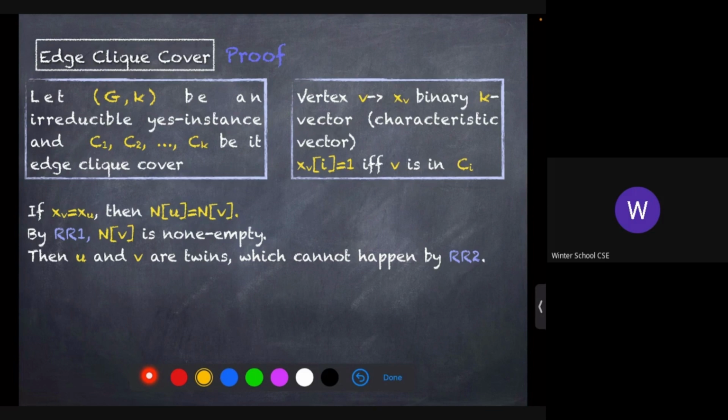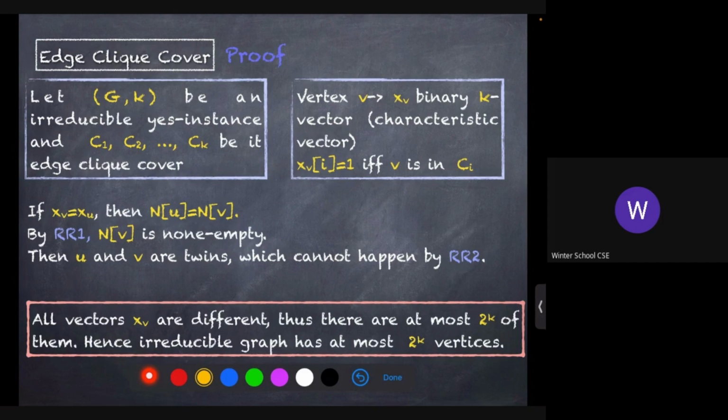Once again, what I'm saying here: if I have two vectors that are equal, how could this happen? By definition, they should have the same neighborhood. So either they are twins or they should be empty. But they cannot be empty, and they also cannot be twins by the second reduction rule.